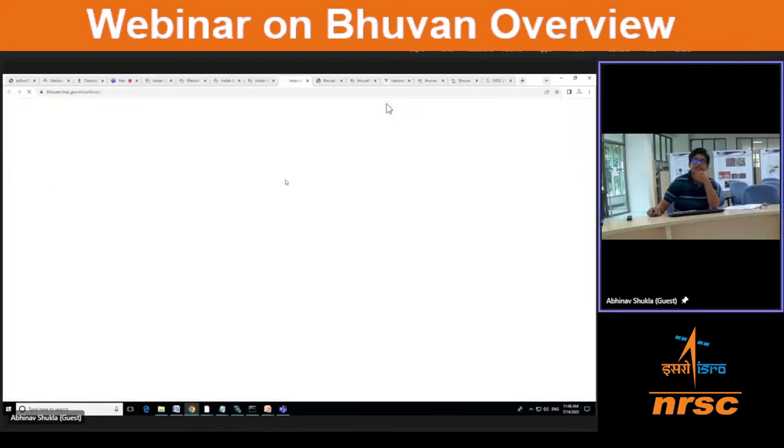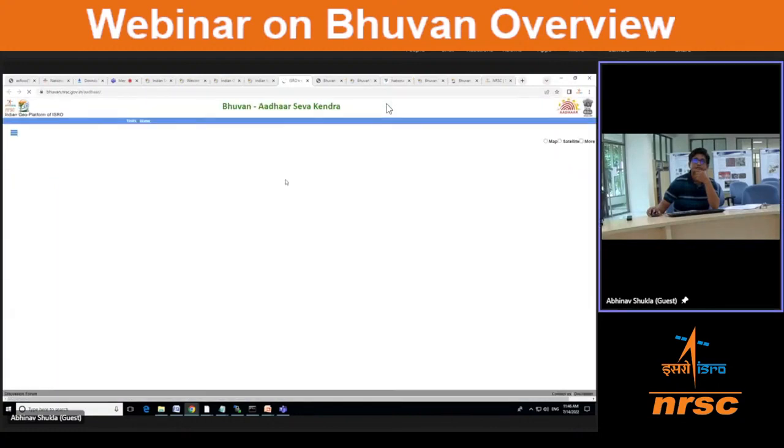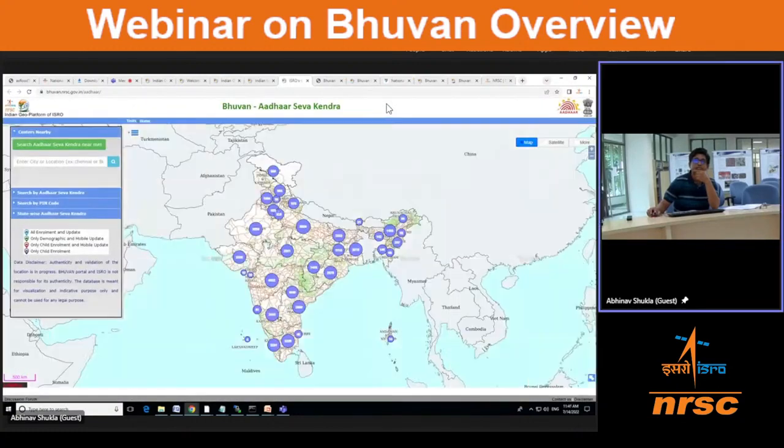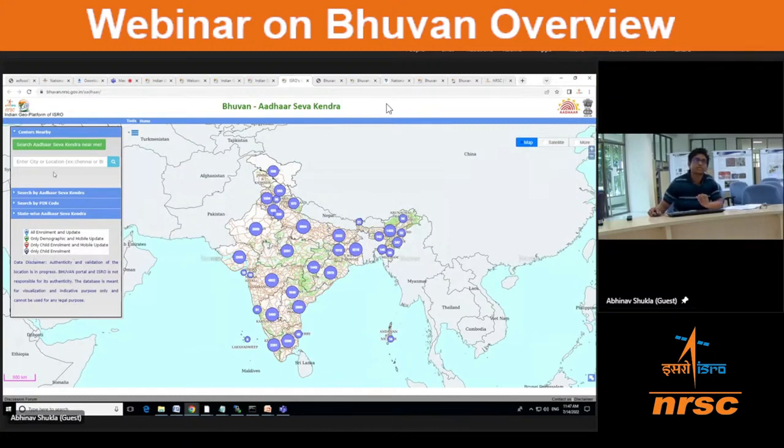Recently, we have launched the Bhuvan Aadhaar Seva Kendra. In Aadhaar Seva Kendra, we have listed all the Aadhaar Seva Kendras here. There are four categories. Blue is all enrollment and update. This one is only demographic and mobile update. Red one is only child enrollment and mobile update. And the last is only child enrollment.